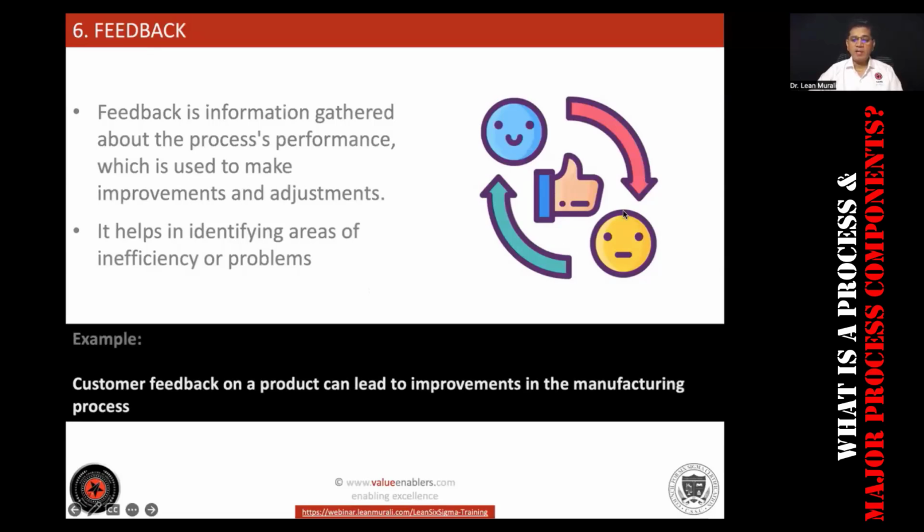Example, customer feedback is given on a product. I need your feedback on a scale of 1 to 10. If you found my session interesting, valuable, useful, fantastic, give me a 9 or 10. That's the feedback I want. Let's see what's the number that I'm getting. Give me a feedback on the process of my training.